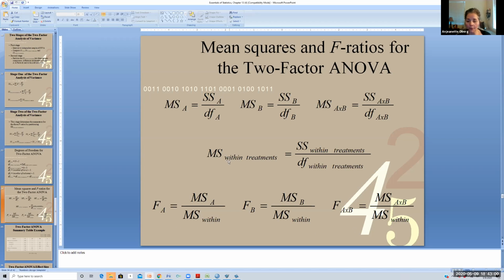How do we calculate within? It's sum of squares within divided by degrees of freedom within. How do we calculate mean squared for A, mean squared for B, and mean squared for A by B? We do sum of squares of A divided by degrees of freedom of A, sum of squares of B divided by degrees of freedom of B, and so on and so forth.